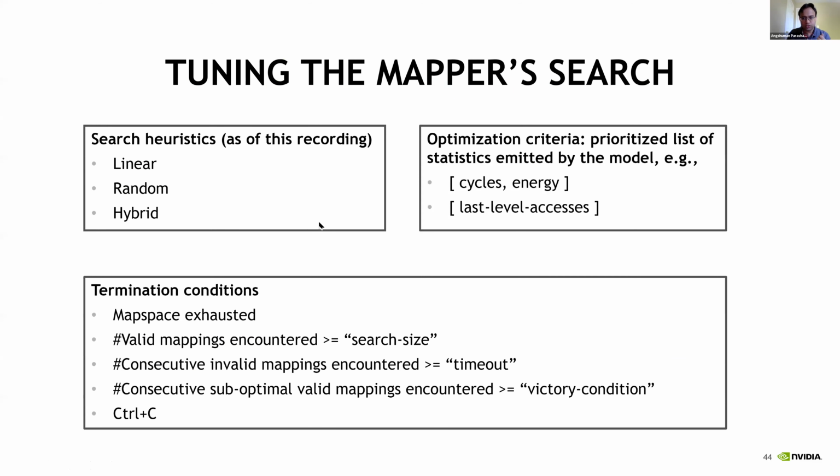Now, as a user, there are several things that you need to tell the mapper. One is you need to tell the mapper what search heuristic to use. As of this recording, we have a set of linear heuristics that basically walk through the map space linearly. There's a random heuristic that samples mappings randomly within the map space. And there's a hybrid heuristic that tries to do a hybrid of linear and random search. There are a bunch of heuristics that we're always thinking about. There's active research going on in this field. And so this list is comprehensive only as of this recording, and it may change in future.